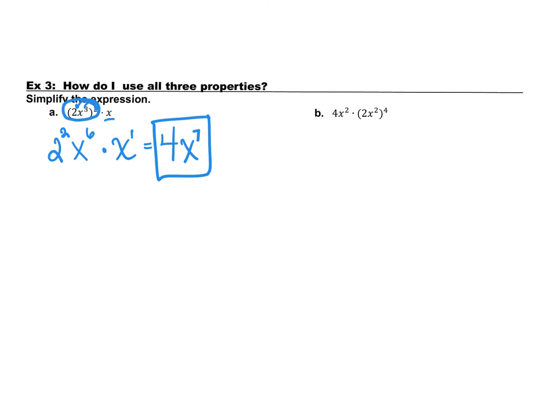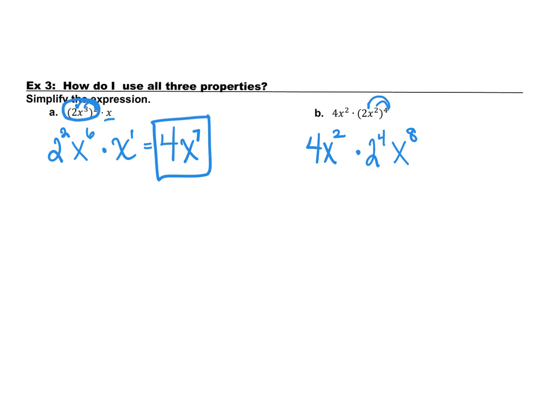All right, and our last one here, we have 4x squared times 2x squared to the 4th power. All right, again, and I don't need this part right here yet. I'm just going to have 4x squared. All right, let's then evaluate this part right here. So I'm going to have 2 to the 4th power, and then I'm going to have x to the 8th power.